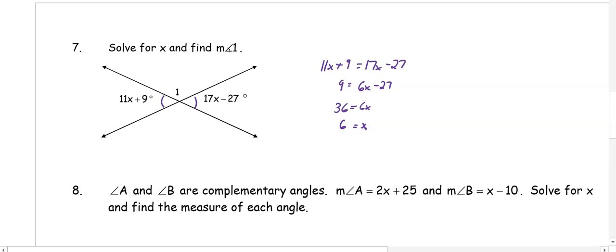So I want to use 6 to find my two angles. When I do that, I get 6 times 11 plus 9 is 75 degrees. 17 times 6 minus 27 is also 75 degrees, which is good. They should be equal because they are vertical angles. Then I can use one of my straight lines, and I know that these angles have to equal 180. So I can do 180 minus 75 to get that angle 1 is 105 degrees.